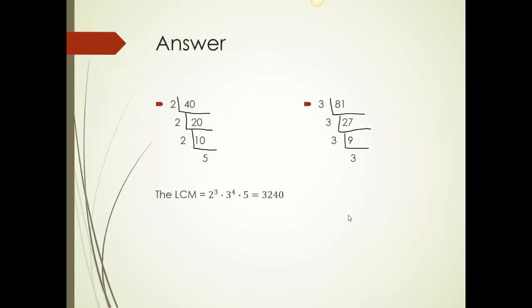All right, so here's the prime factorization. For 40, 2 goes in to give me 20, 2 goes in to give me 10, which is 2 times 5. For 81, 3 goes in to give me 27, 3 goes in to give me 9, which is 3 times 3. So on the left, I have 2 cubed, so I write it down. On the right, I have 3 to the 4th, so I put that in, and I have a 5, so I have 3,240.